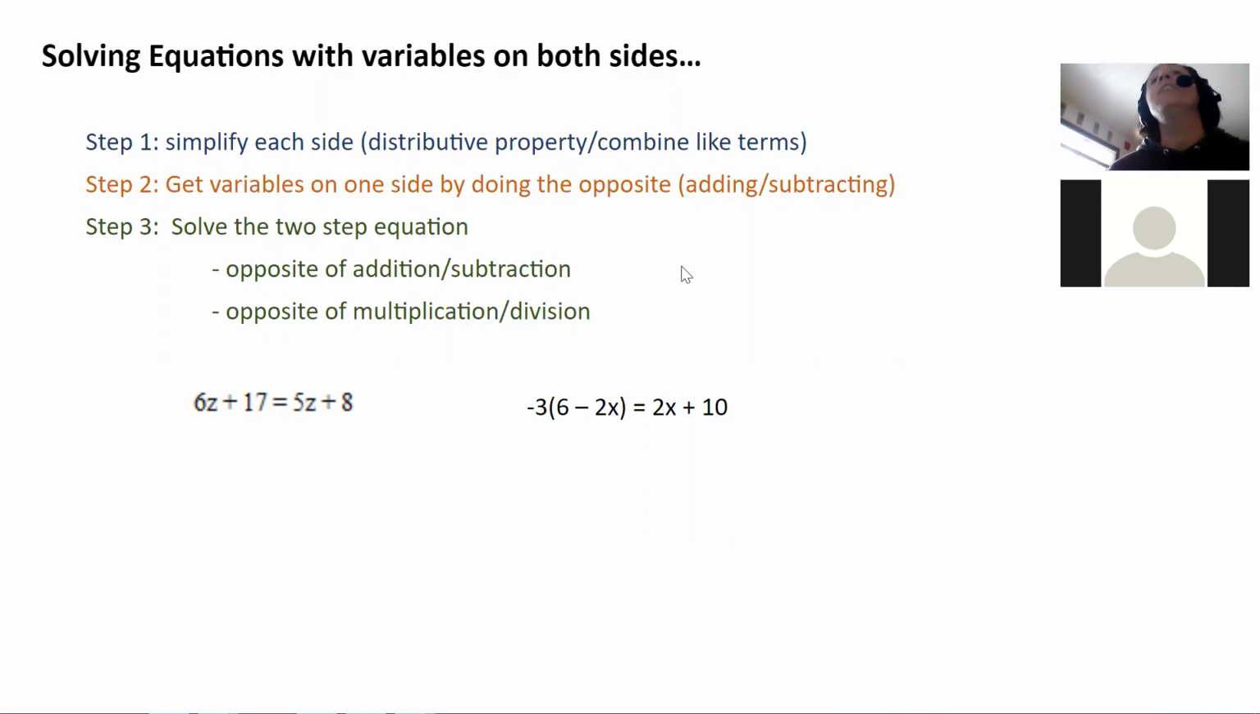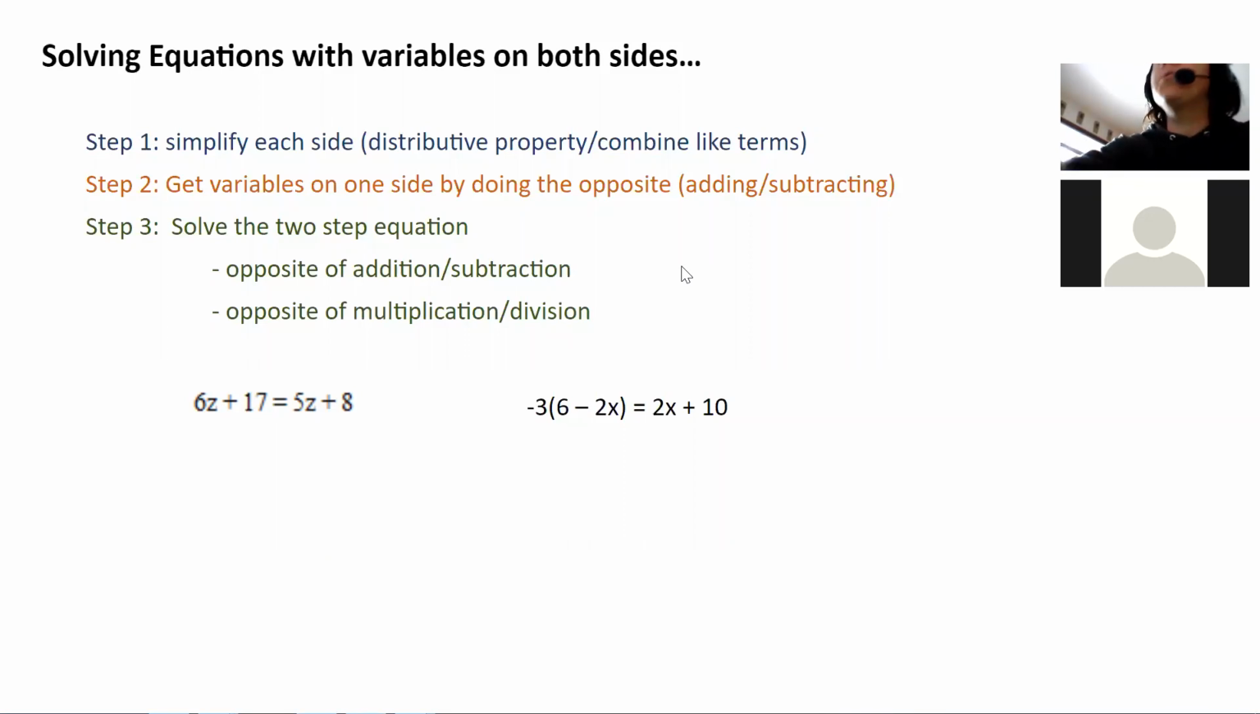Okay. So now here is the type of problem, guys, where you have variables on both sides of the equation. I'll have you write down the steps, and we'll do one, and then we'll get to our activity. So the first step is to simplify each side, just like before.